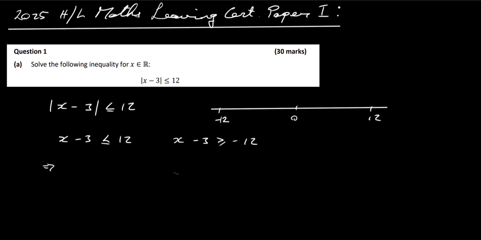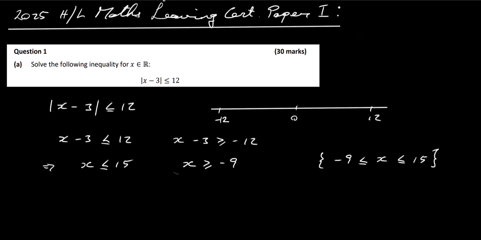So if we solve these two, x is less than or equal to 15, and x is greater than or equal to, add 3 to both sides, that'll give us minus 9. So our solution would be that x has to be greater than or equal to minus 9, less than or equal to 15.